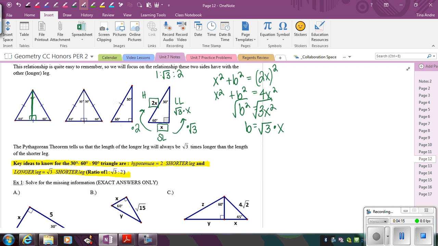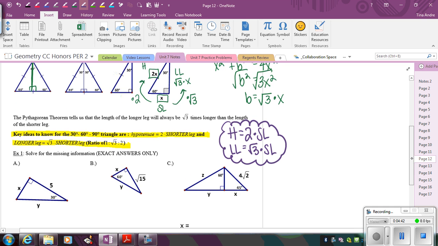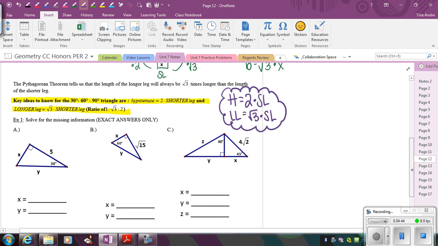So that means our formula here: the hypotenuse is always 2 times the shorter leg, and the longer leg is always going to be radical 3 times the shorter leg. So notice both formulas use the shorter leg. So when solving problems, I'm going to say always start with the shorter leg. That's something you're going to want to remember. Always start with that shorter leg, because both formulas require you to know that. So that's always going to be our first goal: let's find the length of the shorter leg.